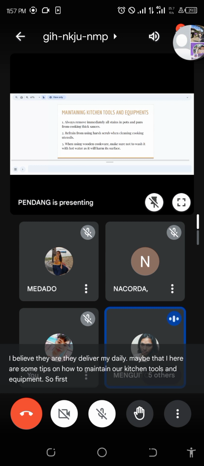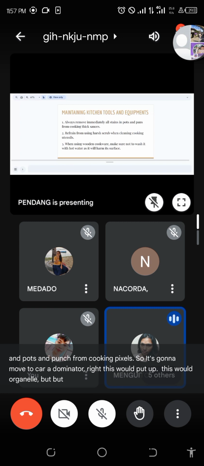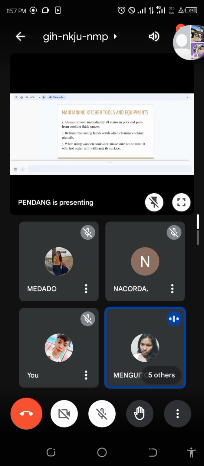So, first, always remove immediately all stains in pots and pans from cooking surfaces. So, if nagluto ka, dapat imo na dayon tangtangon ang mga stains, like ang mga nangitom sa imong kaha, kay lisod na siya tangtangon kung magpabilin. Mao nay makapahimo og bacteria. So dapat imo din na i-remove, like ibabad o humulan sa tubig para mas dali rin siya mahinloan.